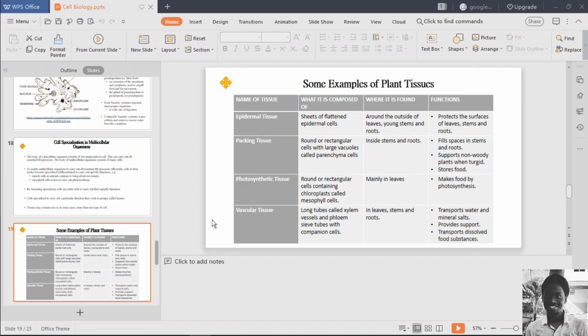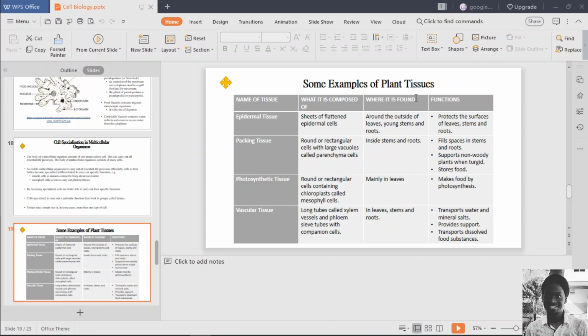The vascular tissue consists of long tubes called xylem vessels and phloem sieve tubes, with companion cells. These vascular tissues are found in leaves, stems, and roots, and their functions are to transport water and mineral salts, that would be the xylem, provide support, that would be xylem also, and transport dissolved food substances, that would be the phloem and the companion cells.